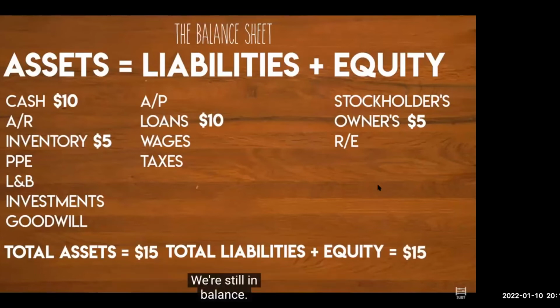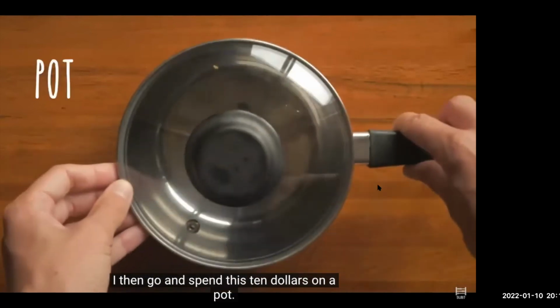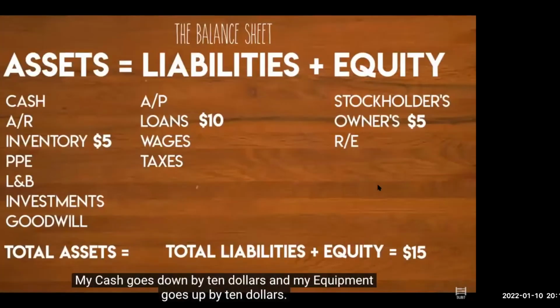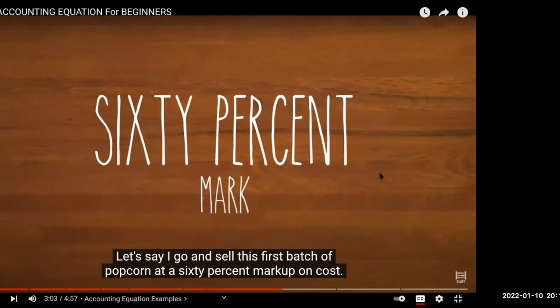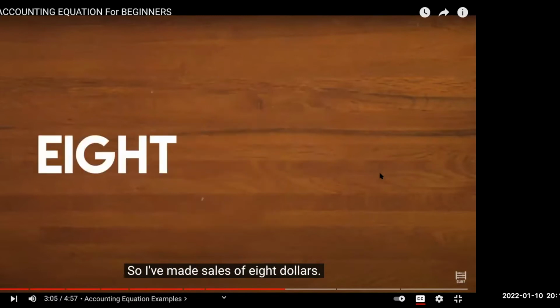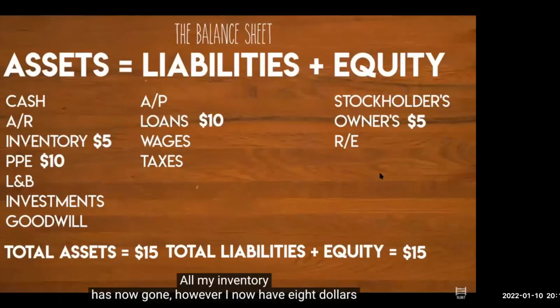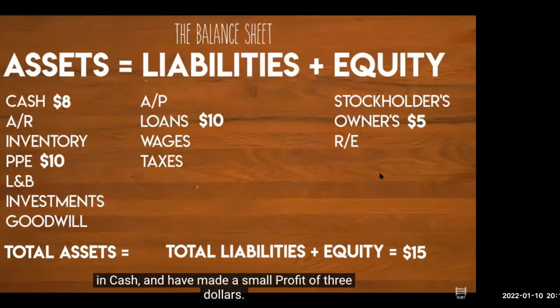We're still in balance. I then go and spend this $10 on a pot. My cash goes down by $10 and my equipment goes up by $10. Let's say I go and sell this first batch of popcorn at a 60% markup on cost. So I've made sales of $8. All my inventory has now gone. However, I now have $8 in cash and have made a small profit of $3.